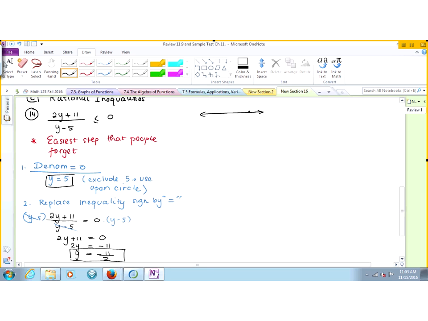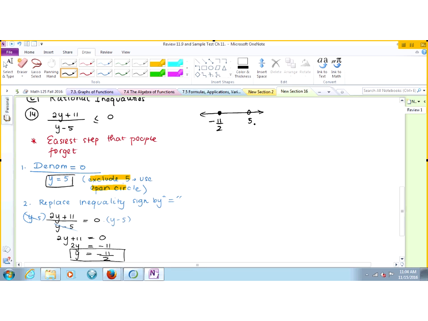So 5, is it open or closed? Open. Why is it open? Yeah, 5 has to be open because I'm excluding it. How about negative 11 over 2? Closed. Why is it closed? Less than or equal to 0. So be careful. I'm excluding 5, that's why it's open. Now, I was going to graph these, and am I going to graph a parabola?